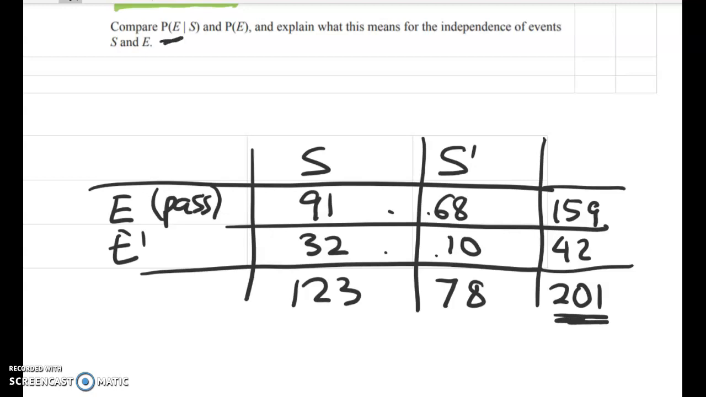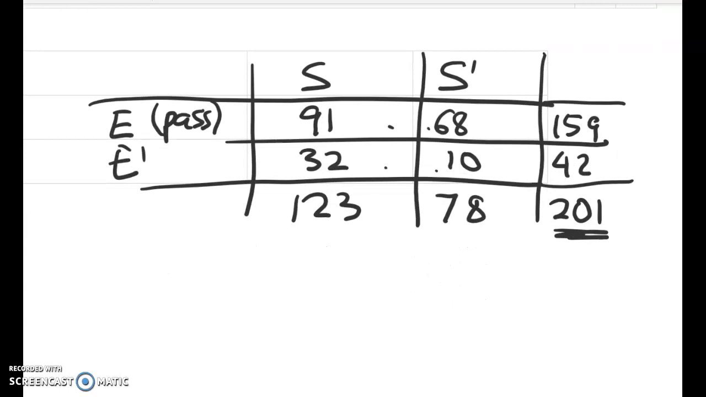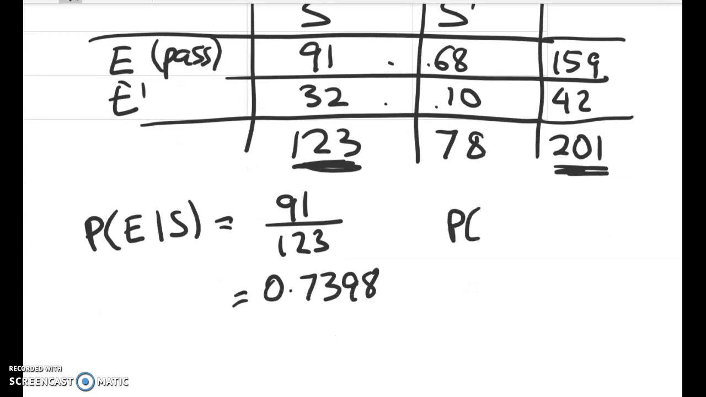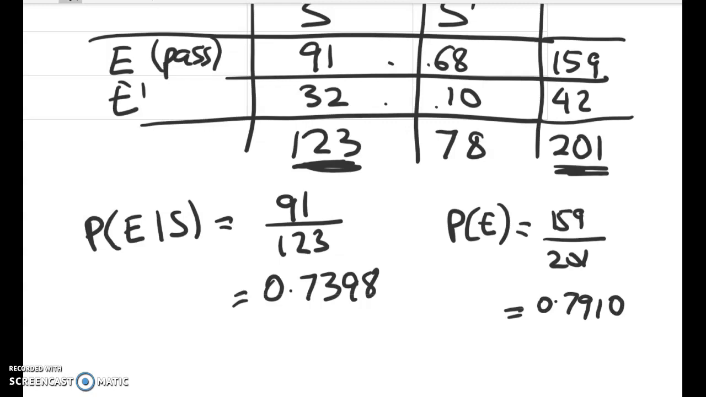Okay, now we have to work out these two probabilities. The probability of E given S is equal to 91 out of 123. So I'm just choosing from the snorers. Turn into a decimal, that gives me 0.7398. And now the probability choosing out of everyone that they pass is 159 out of 201, which is equal to 0.7910.